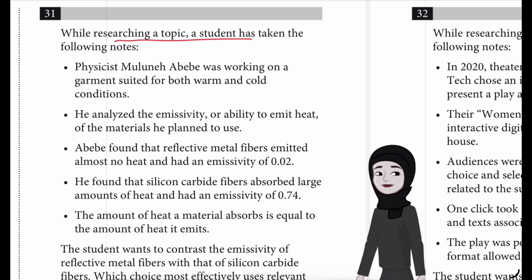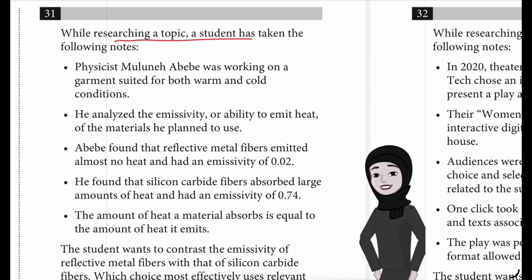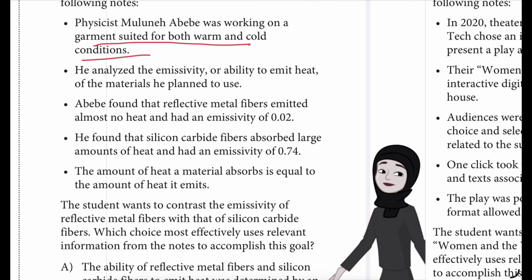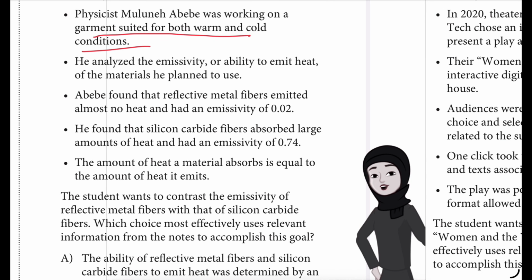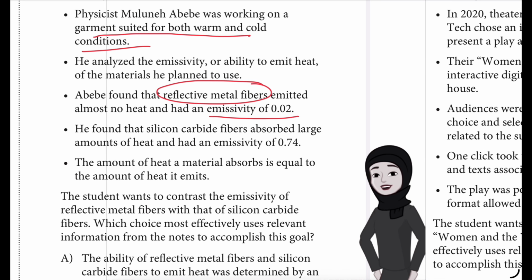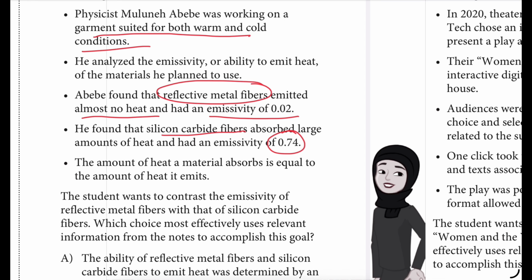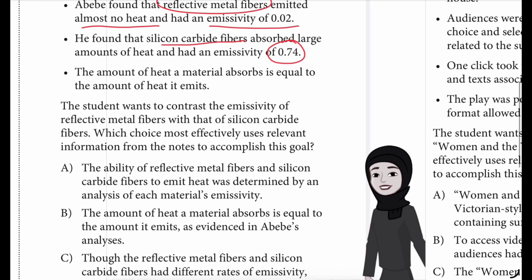So question number 31: the student is researching a topic and has collected some information about the garment suited for both warm and cold conditions. Then he has an emissivity of 0.02 he has found in reflective metal fibers, which emit almost no heat. And there's also some information about silicon carbide fibers, which absorb large amounts of heat, and have an emissivity of 0.74. Now, what does the student want?